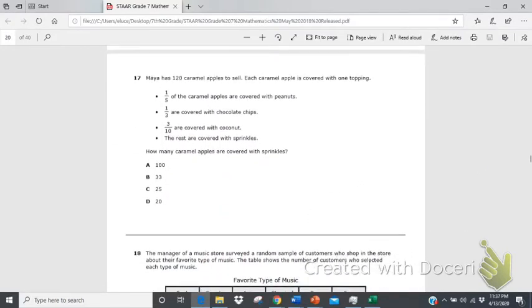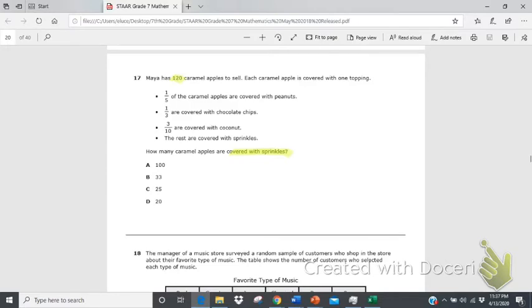Alrighty, so here they're telling us that Maya has 120 caramel apples to sell. Each caramel apple is covered with one topping, which are right here. They're telling us that 1/5 of the caramel apples are covered with peanuts, 1/3 of them are covered with chocolate chips, 3/10 are covered with coconut, and the rest are covered with sprinkles. How many caramel apples are covered with sprinkles? So let's go ahead and start working on this problem.